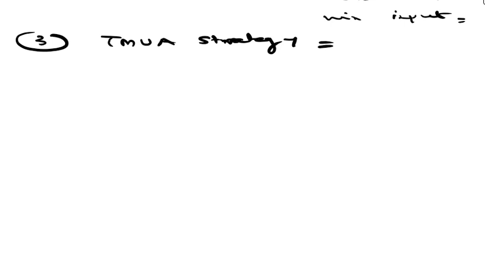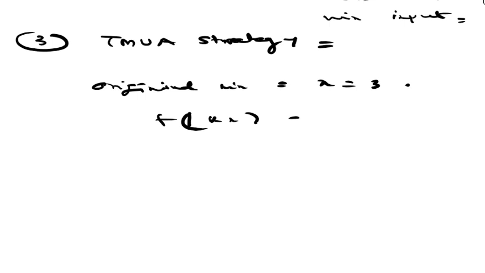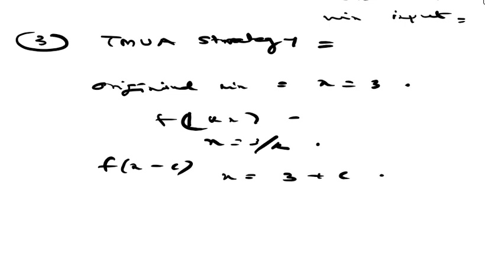Okay. Now quick summary. Original minimum at x is equal to 3. Now for f(kx), x is equal to 3 by k. For f(x minus c), x is equal to 3 plus c. So now equate, solve and answer.